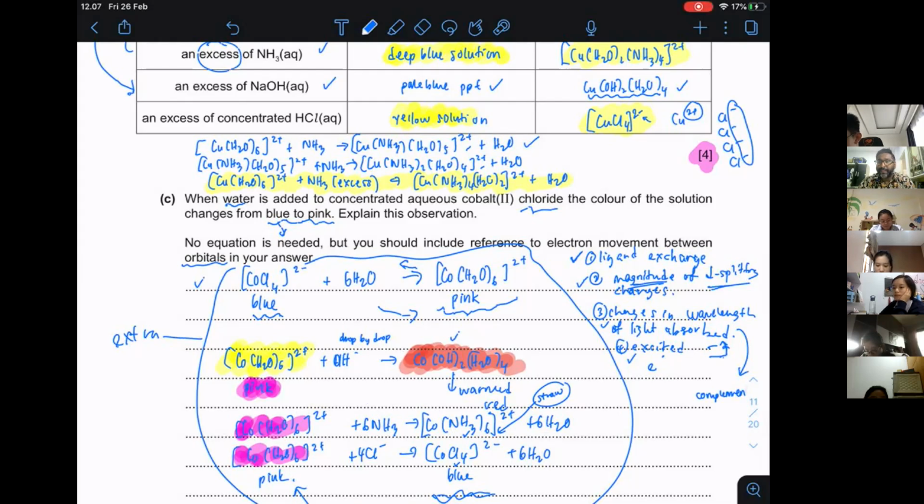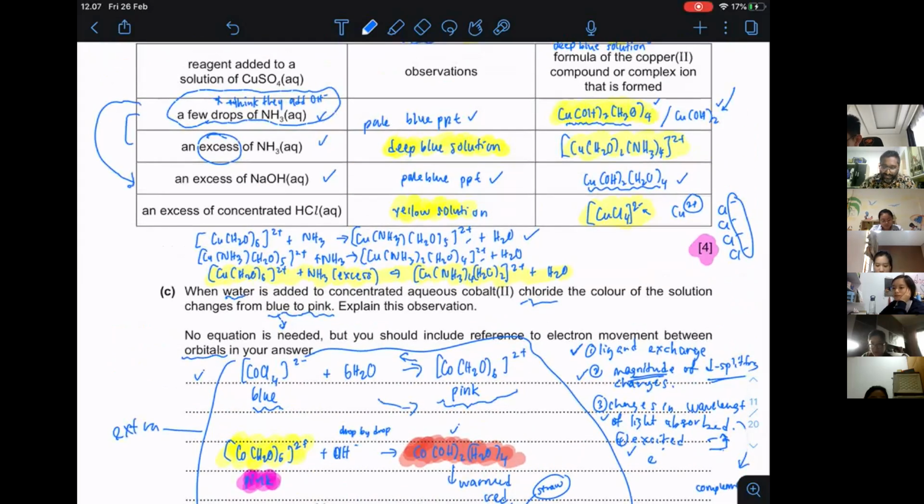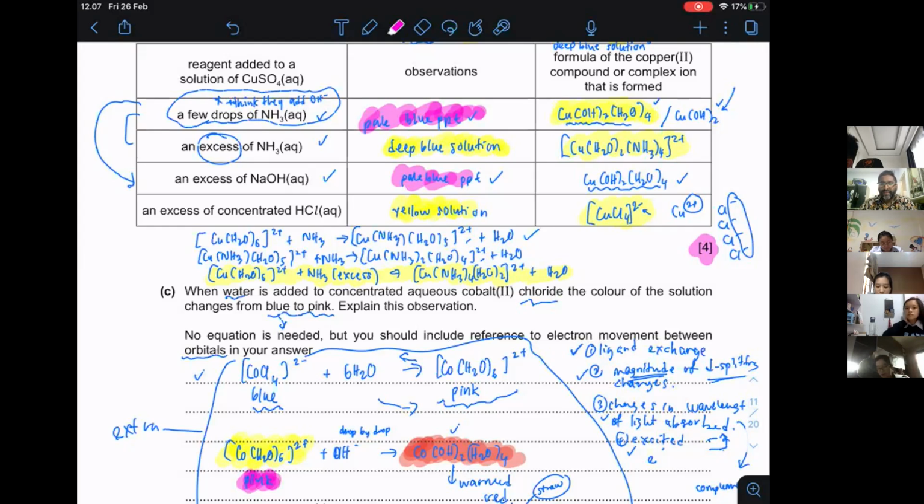So the one that I want you to remember is going to be the precipitate, which is the one I highlighted here. Pale blue precipitate, pale blue precipitate. So all these are coming from where? It's coming from when you replace the 2 moles of water with OH. That is going to give you the pale blue precipitate.